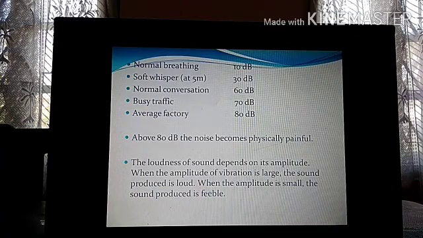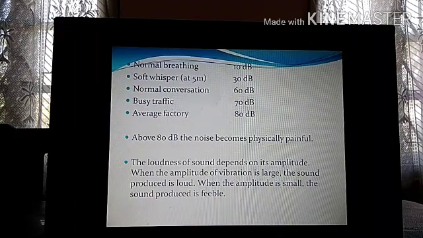It is very noisy. Above 80 decibel, the noise becomes physically painful. It will be very, very painful to the ears if it is above 80. Your ears are going to hurt if it is above 80 decibel.